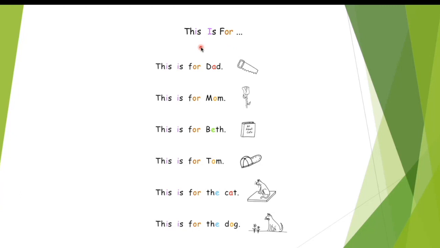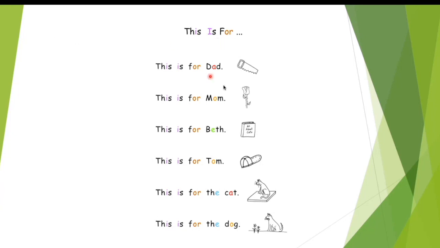Now, the next story that we have is entitled, This is For. So there are some things that are intended for someone. Okay. Now let's try to read and take a look at the pictures.